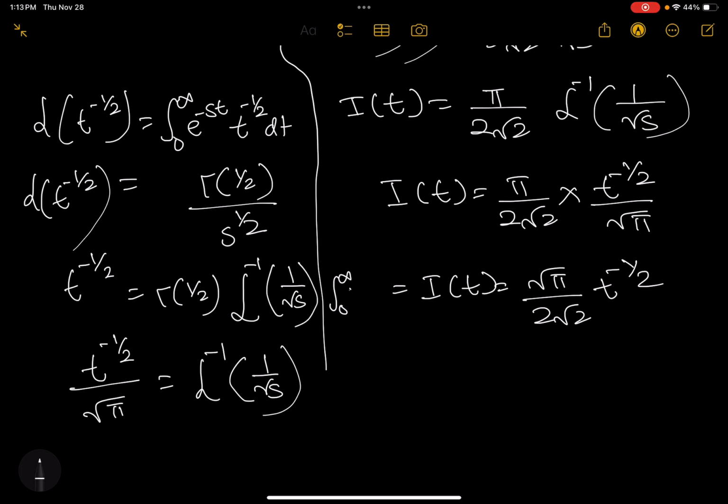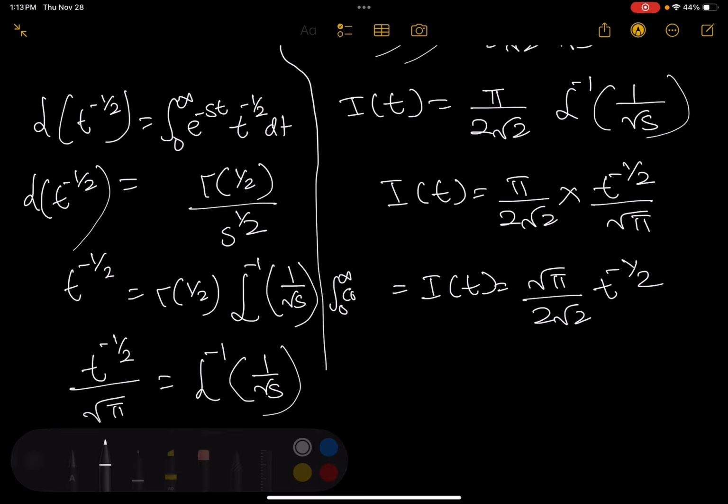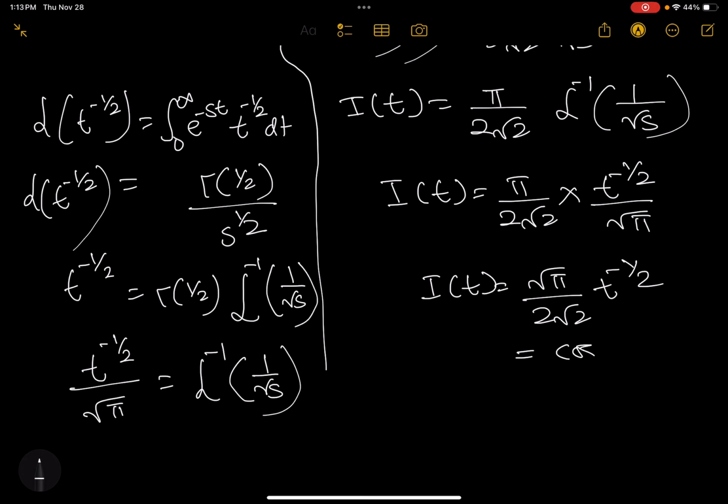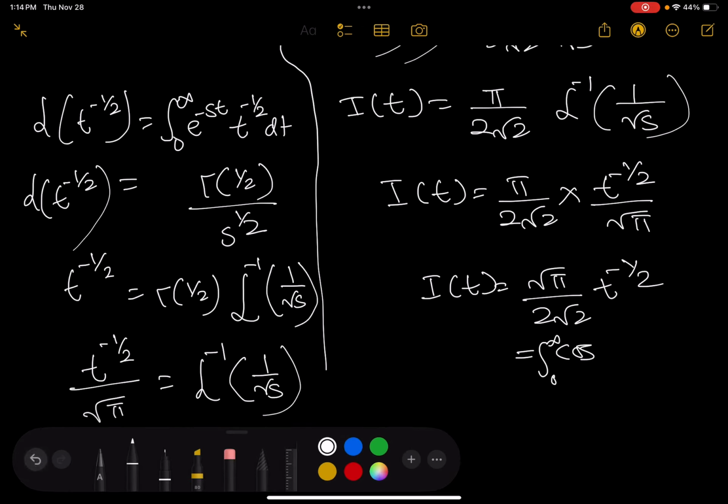Now our I of t was the integral from 0 to infinity of, wait, there's not enough space. Let me write somewhere else. Now this I of t is just equal to the integral from 0 to infinity. There's still not enough space, I'm sorry.